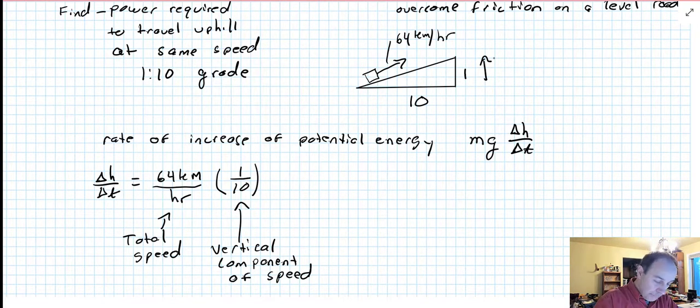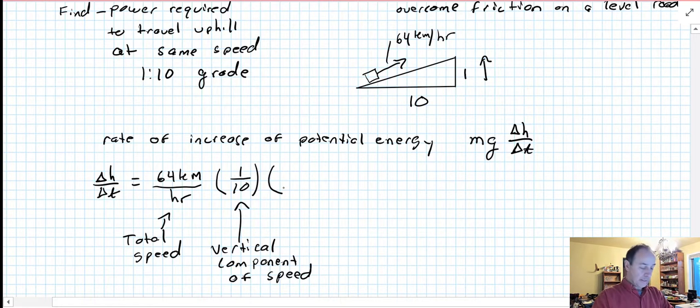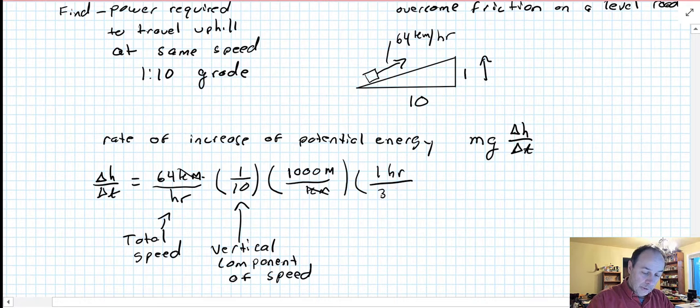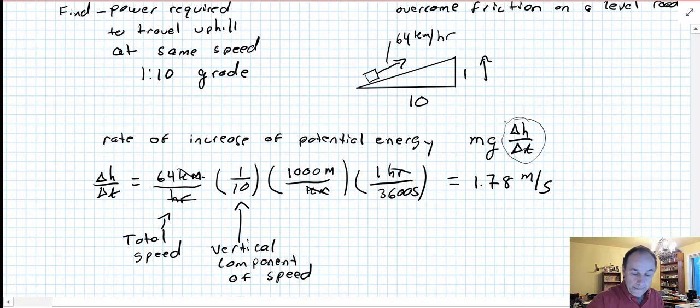Now we got to change some units here to get things into our SI units. We change those kilometers to meters, 1,000 meters in a kilometer. Get rid of the kilometers. We're going to go from hours to seconds. 1 hour, 3,600 seconds. Hours are gone. Multiply that through and you get about 1.78 meters per second. Okay, so that's this quantity right here.